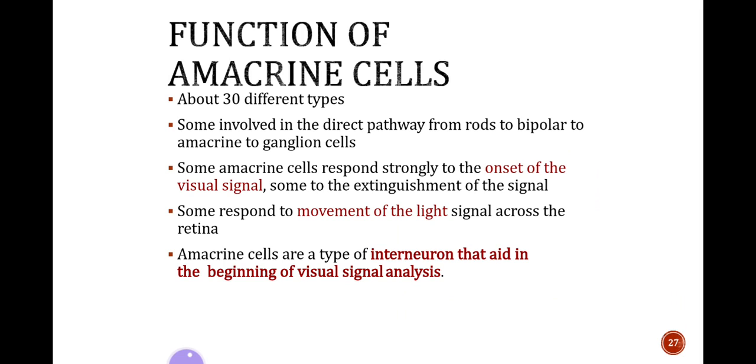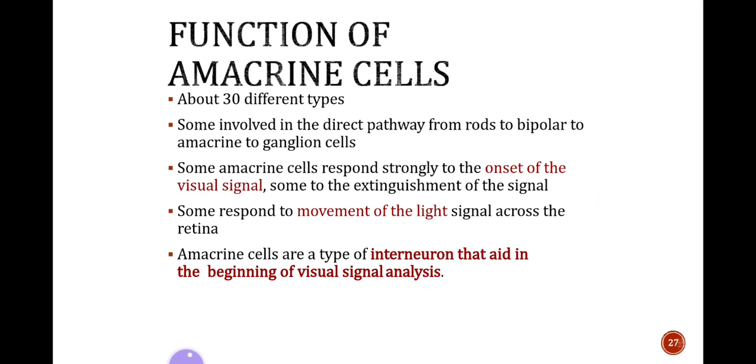What are the functions of the amacrine cells? Actually, there are 30 different types. Some are involved in the direct pathway, as I have already told you, from rods and cones to bipolar cells to amacrine cells to ganglionic cells. This is the direct pathway.